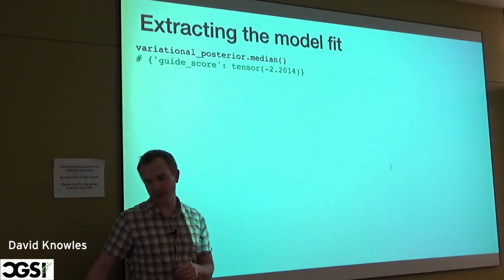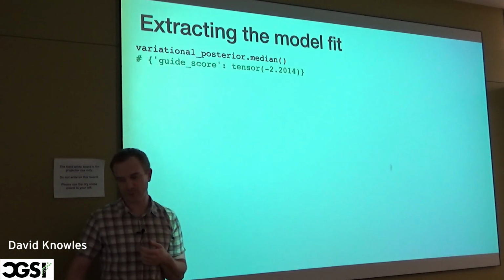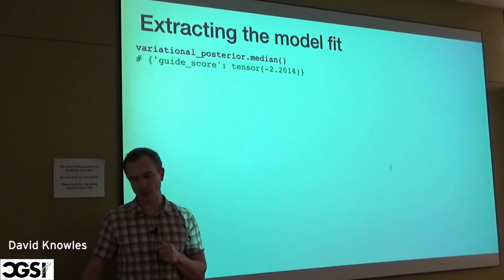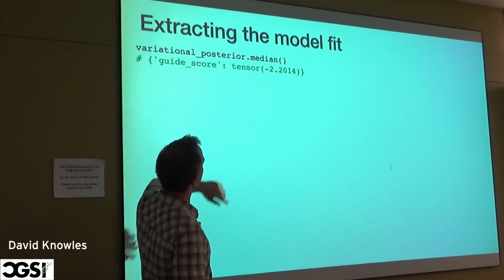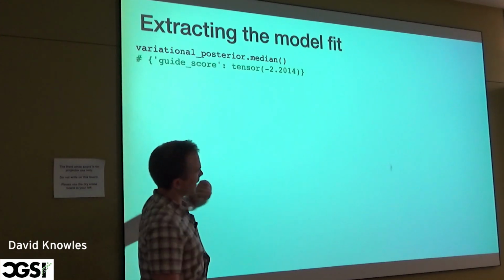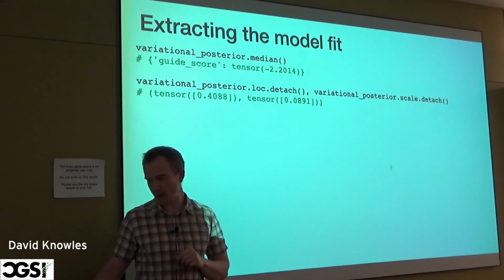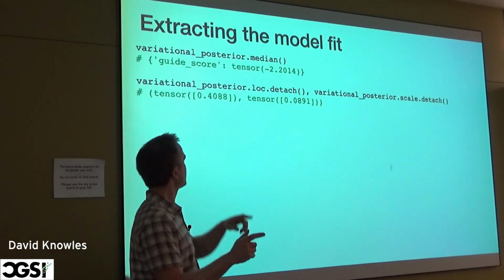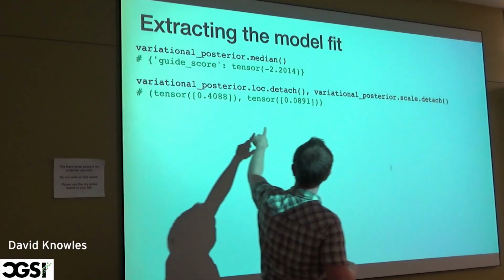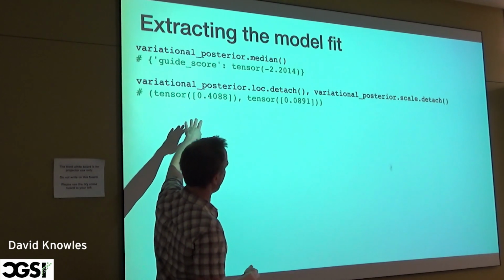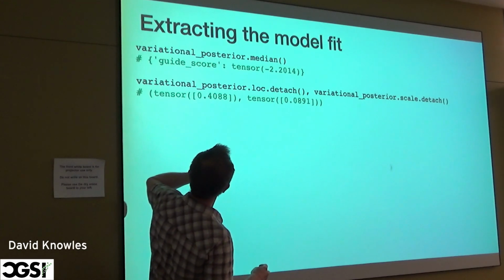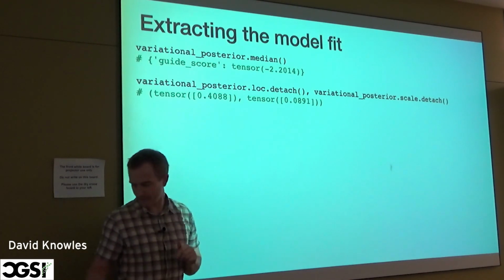Yeah. So there are various utilities Pyro gives for extracting the fit from the variational posterior after you've actually fit it. One of the easiest ways is this median function. If you run that after doing this fitting, you get that it thinks the guide score is about minus 2.2. You can also, to your question, get the actual mean and standard deviation that's stored in this variational posterior object. And I guess, sorry, that's a typo, because obviously that should be the same as that.